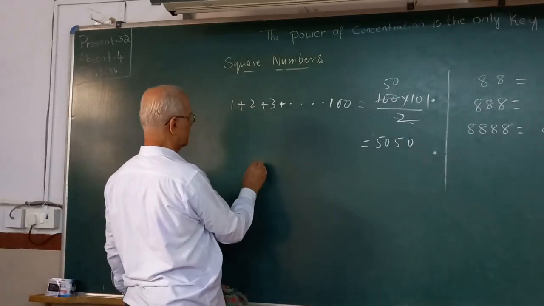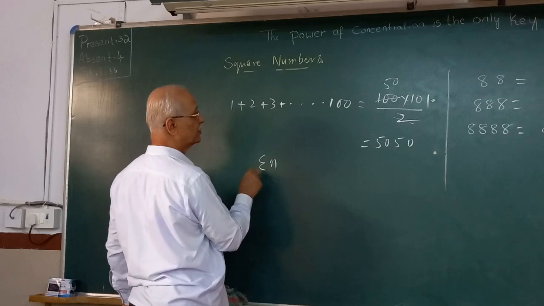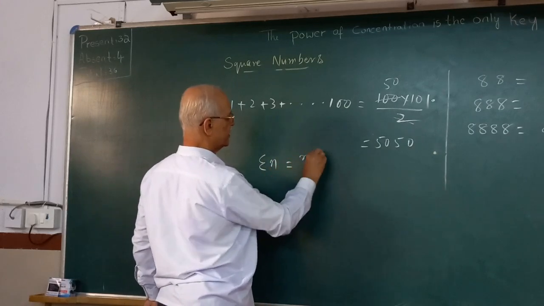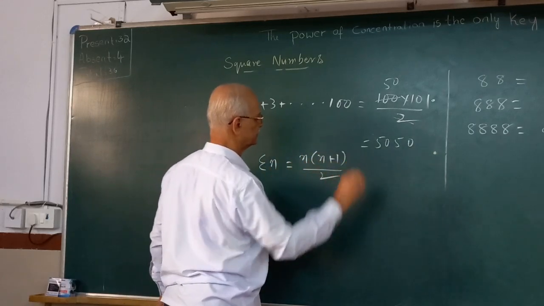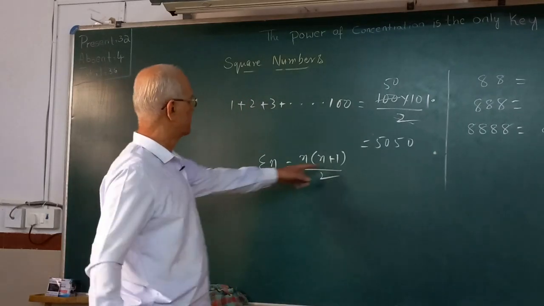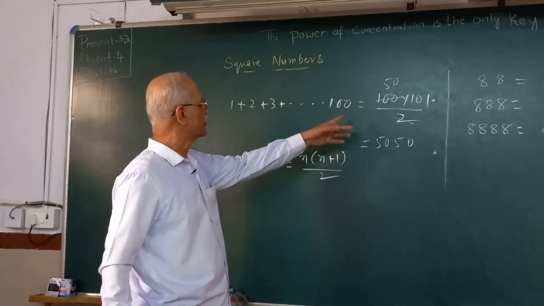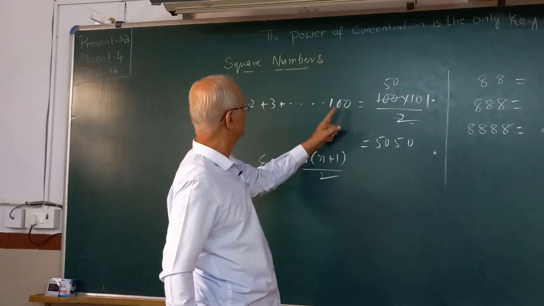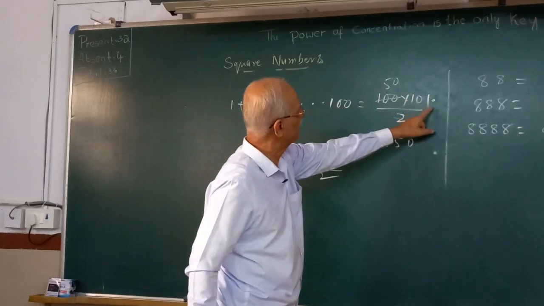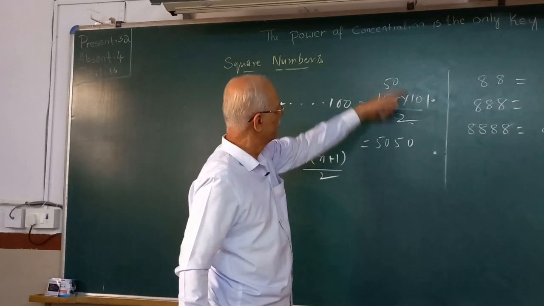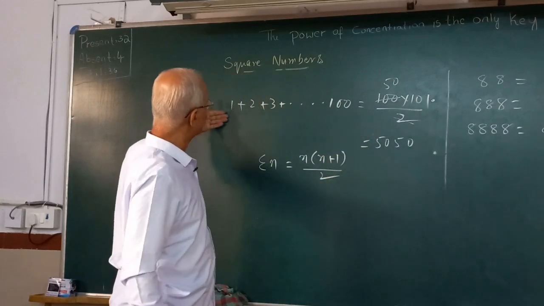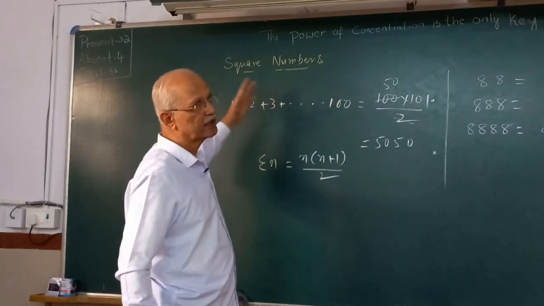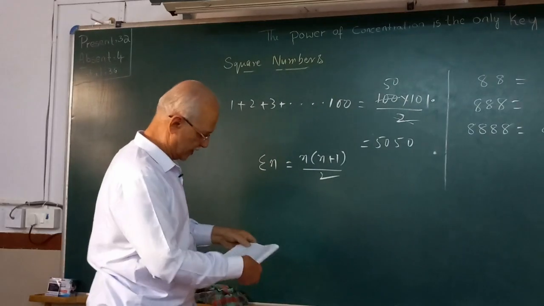There is a formula. Sum of all natural numbers up to n, you will get n into n plus 1 over 2. This formula if you use, n is 100. N is the last number, 100. 100 plus 1, 101 by 2. Simplify, you get the answer. You need not go on adding all the numbers. Such a simple one.